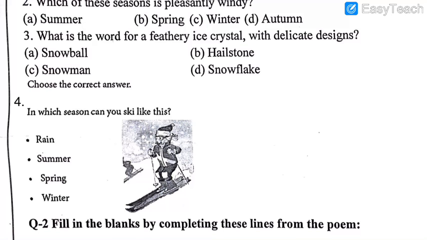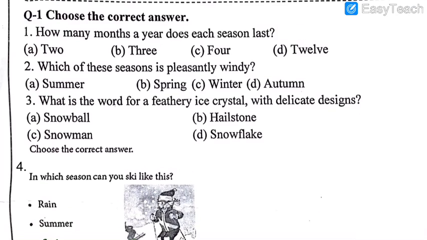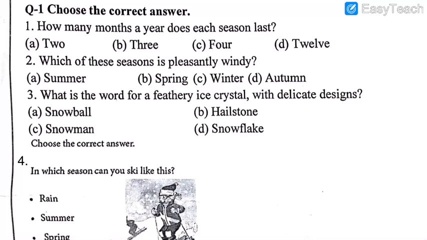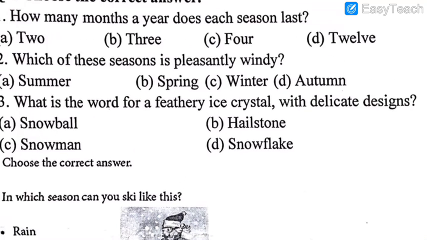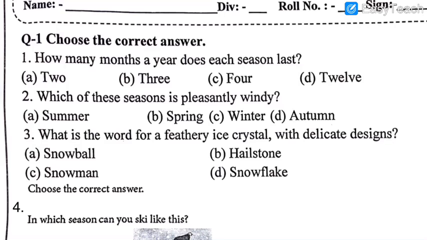0. Okay, I hope that you got your correct answers for all of these. Now please check your answers. How many months a year does each season last? So obviously for 3 months, 3 is the correct answer. If you have selected this option and if you have written this answer, only then put tick mark. And if you have chosen any other options, then put cross mark.